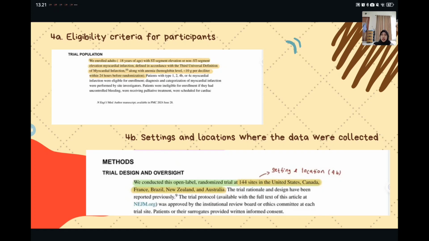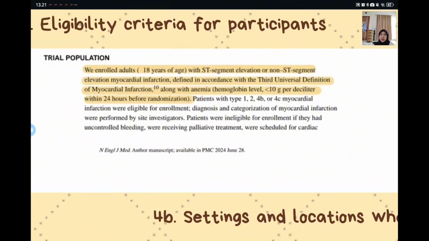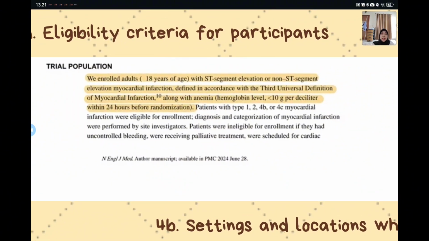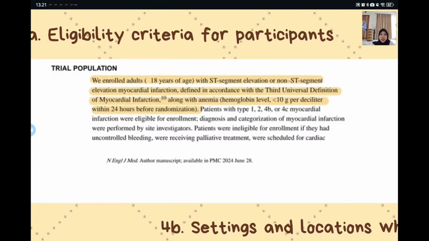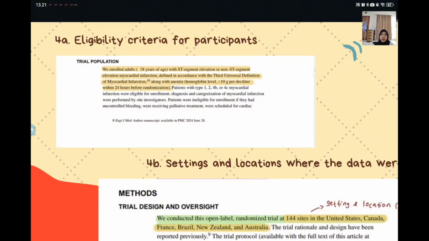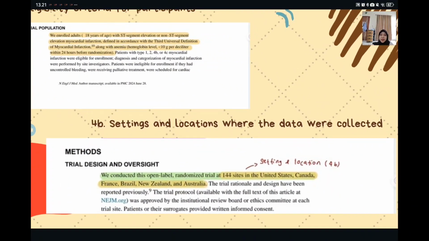This article is also mentioning the eligibility criteria for participants, or who was included in this trial. The patient has to be an adult with heart attack and low hemoglobin. As we can see here, we enrolled adults 18 years of age with ST segment elevation or non-ST segment elevation myocardial infarction. It means that the patient has to have an abnormality in their heart.